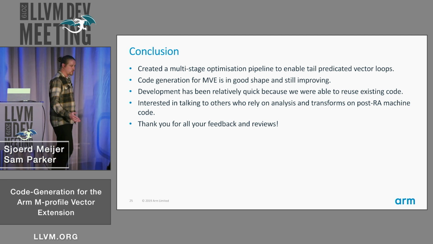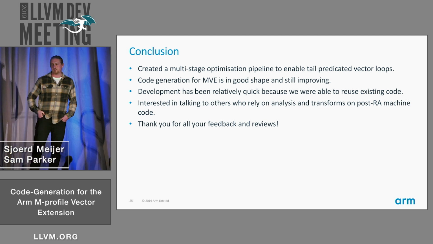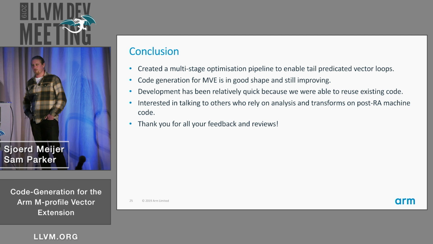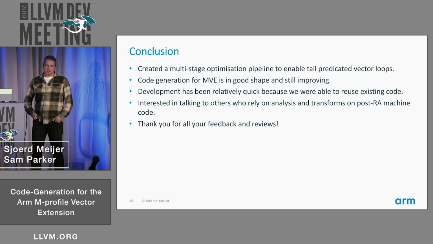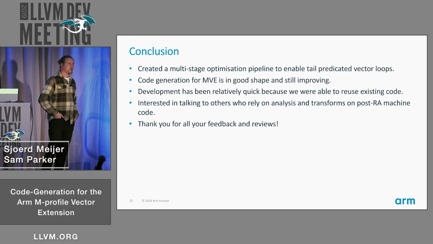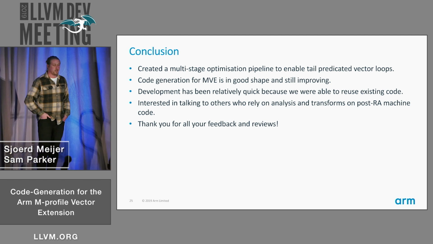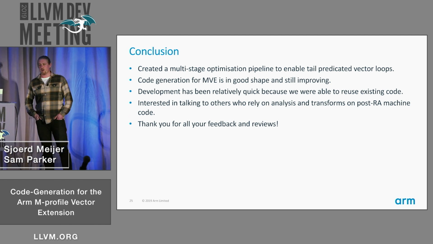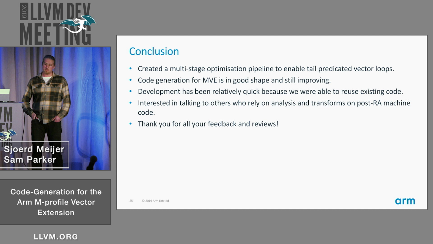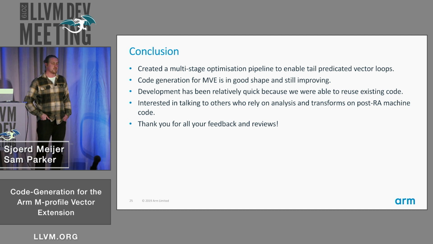So in conclusion, we've got a multi-stage optimization pipeline to have tail-folded vector loops. And code generation for MVE is looking pretty good. And we haven't been working on it for very long, so it's been relatively quick. And that's because we've been able to reuse so much existing code.